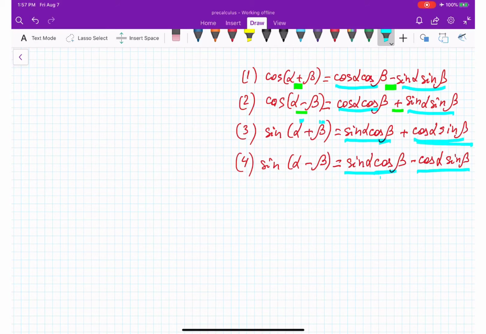Okay, with the difference, addition here will give you addition, subtraction here will give you subtraction. So one more time. As you can see, cosine alpha, cosine beta, here also cosine alpha, cosine beta, sine alpha, sine beta, here also cosine alpha, sine beta, right? And the sign, you flip it. If it's plus here, you put minus. If it's minus here, you put plus.